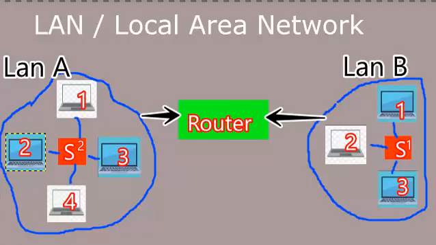And also you can take a LAN to be, for example, a company A, another company B. So a local area network is a network that connects devices within a small limited area, like a home office, like a company.